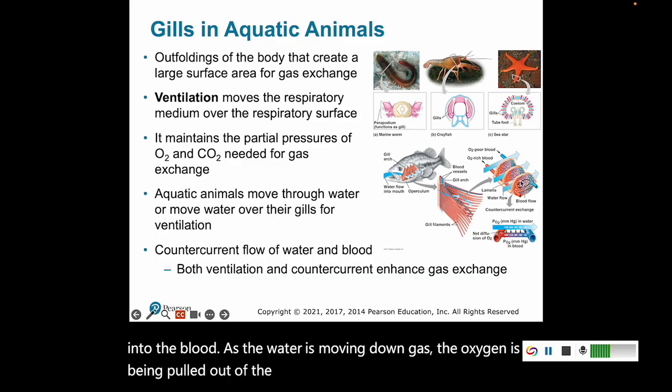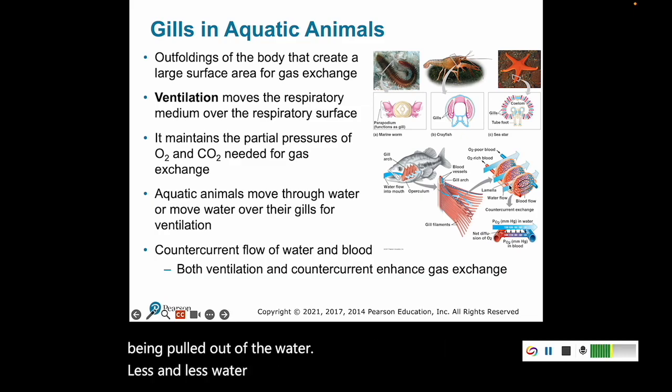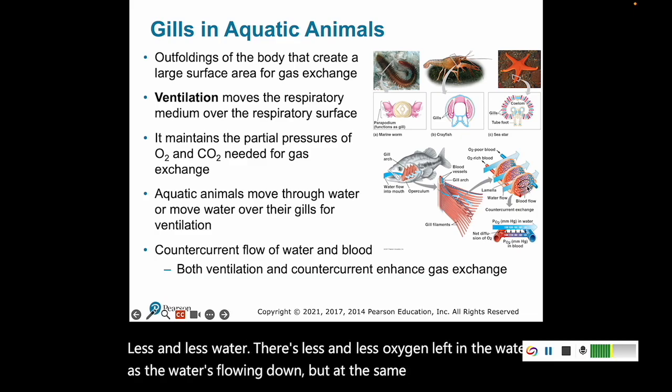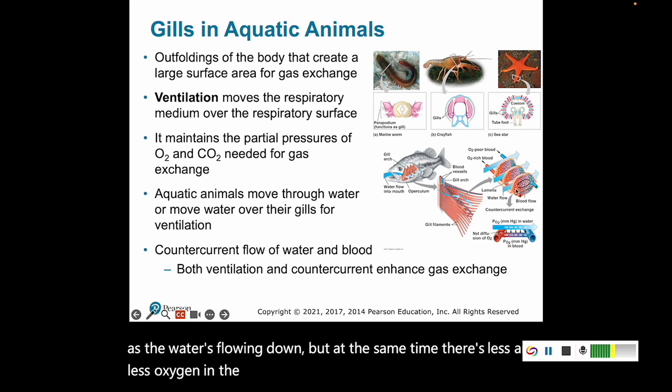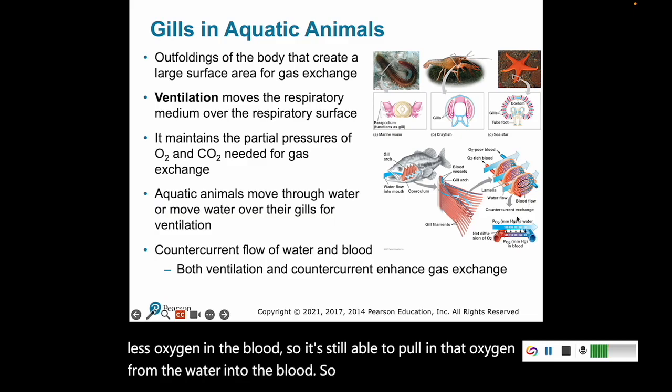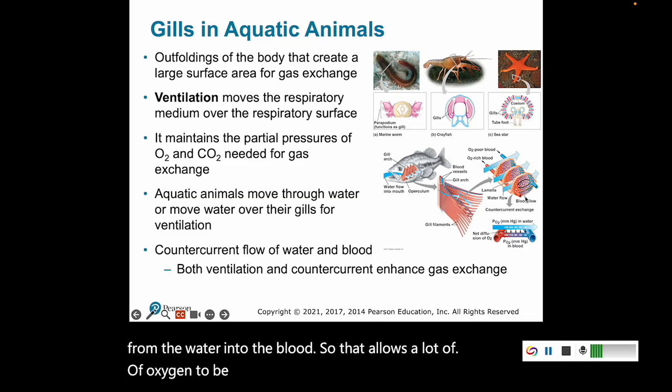As the water is moving down, the oxygen is being pulled out of the water, so there's less and less oxygen left in the water as the water is flowing down. But at the same time, there's less and less oxygen in the blood, so it's still able to pull in that oxygen from the water into the blood. So that allows a lot of oxygen to be brought into that gill, into the blood.